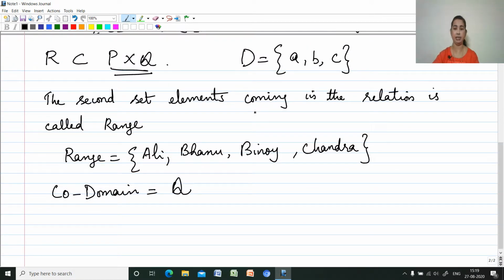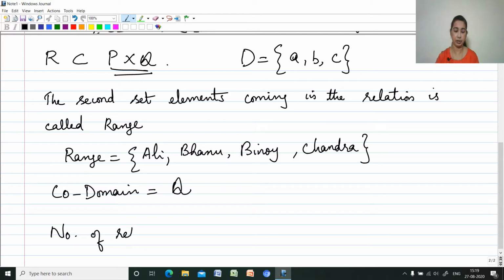So domain means the first set elements coming in the relation is called the domain. So here since all of it is coming, everything comes under domain. Range means the second set elements coming in the relation is called the range, and codomain is the complete second set. Okay, then how to find out the number of relations?